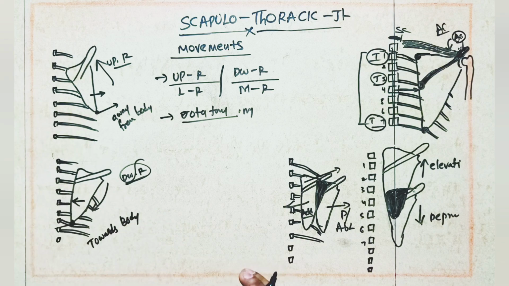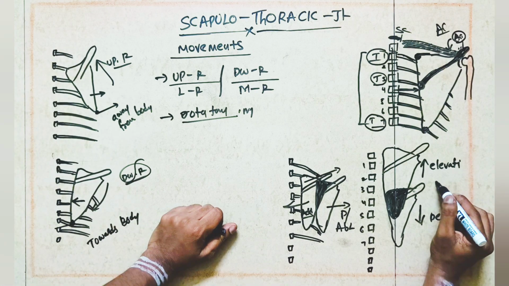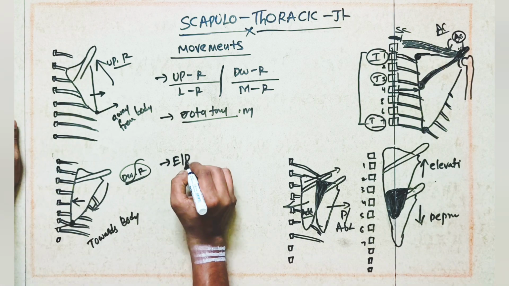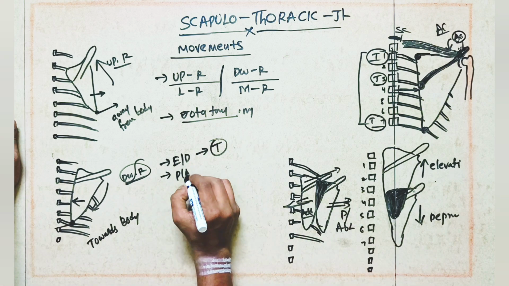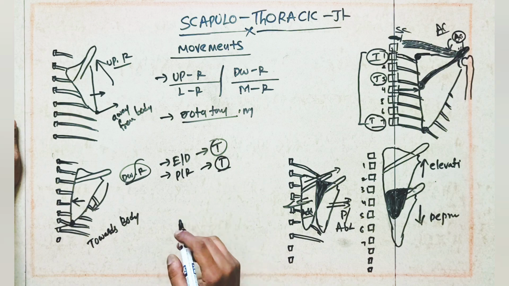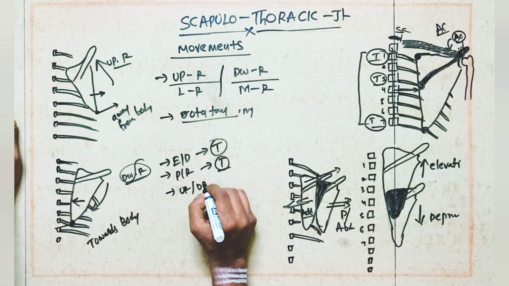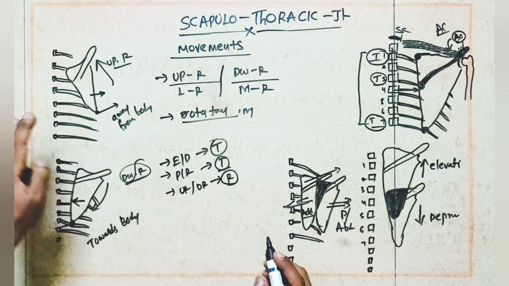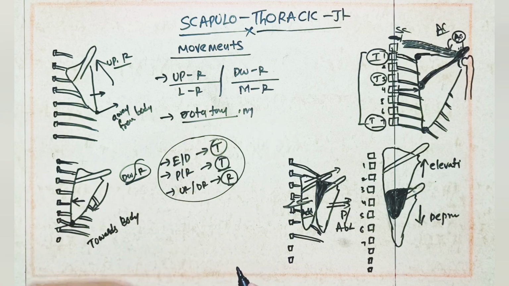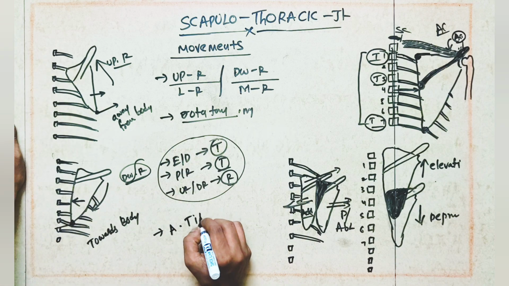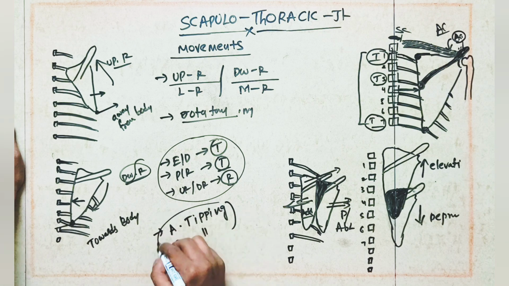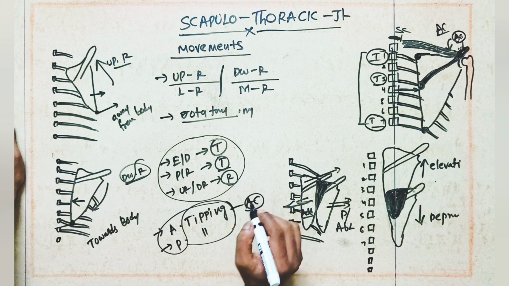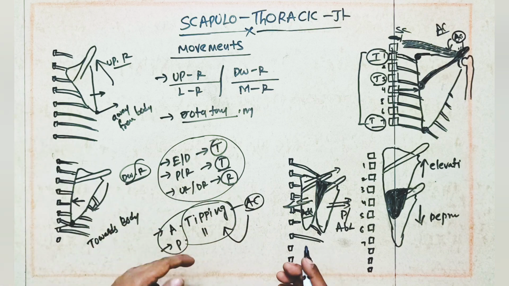So these are the movements of the scapula. Elevation and depression are translatory movements. Protraction and retraction are also translatory movements. Upward rotation and downward rotation are rotatory movements. Apart from these six movements, two more movements are there: anterior tipping of the scapula and posterior tipping of the scapula. To understand these movements we need one more joint, the acromioclavicular joint, so we'll discuss them there. So these are the movements of the scapulothoracic joint.